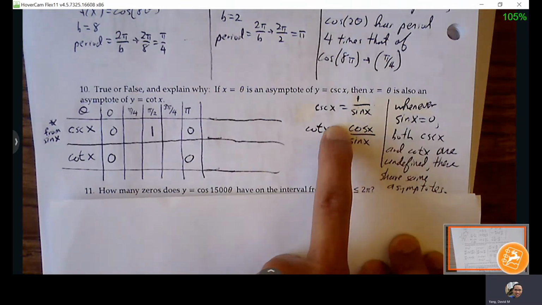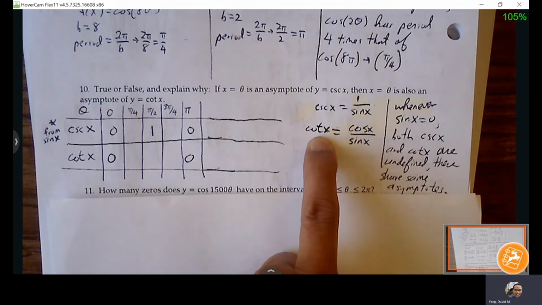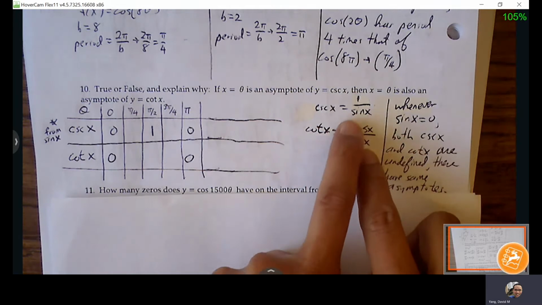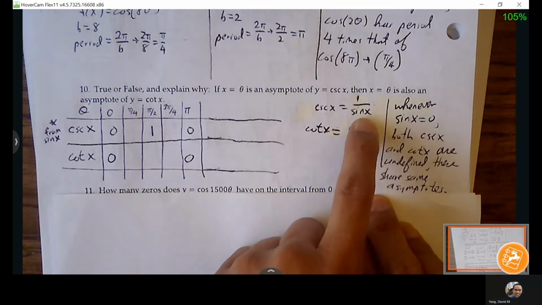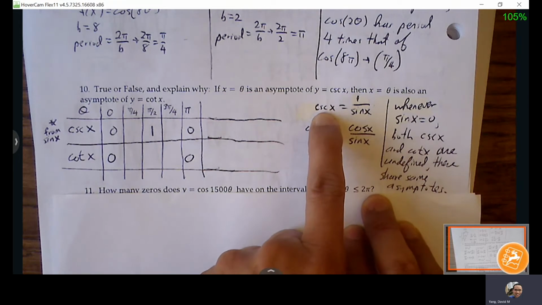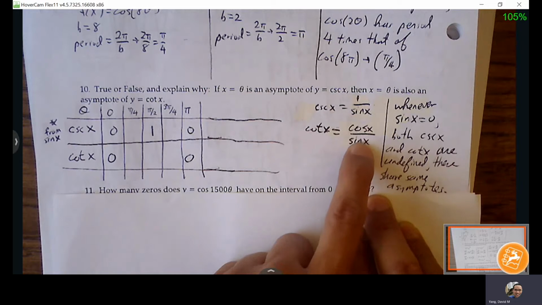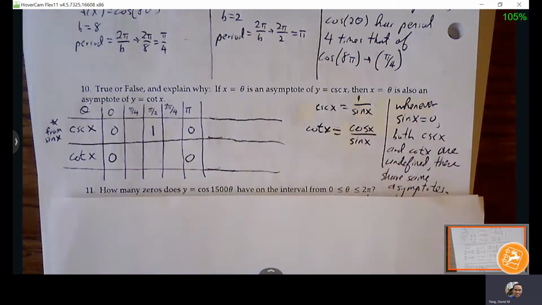So cosecant is 1 over sine, and then cotangent, on the unit circle, I would say cotangent is x over y. X over y is really cosine over sine. So we know that vertical asymptotes come from the denominator. Whatever causes sine to be 0 will be a vertical asymptote for cosecant. But whatever causes sine to be 0 is also going to cause cotangent to be undefined. So if the denominator is the same, whatever causes one to be undefined will also cause the other to be undefined.